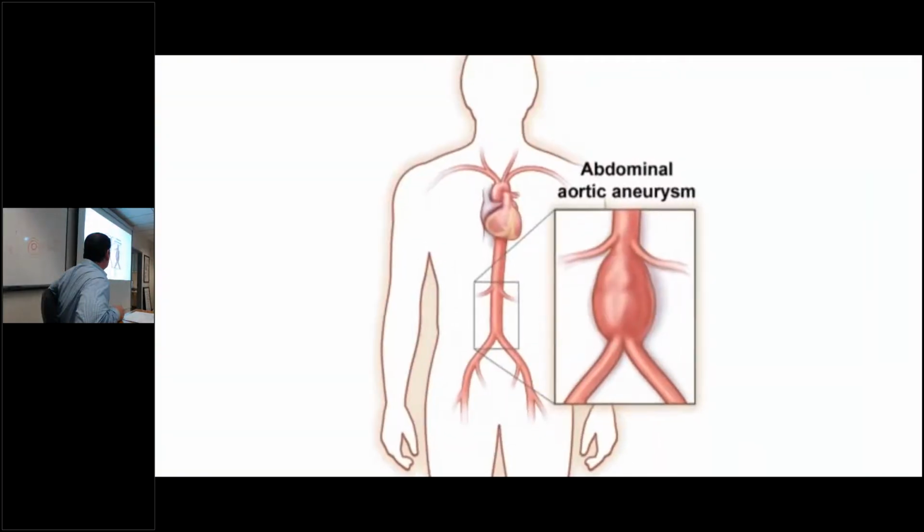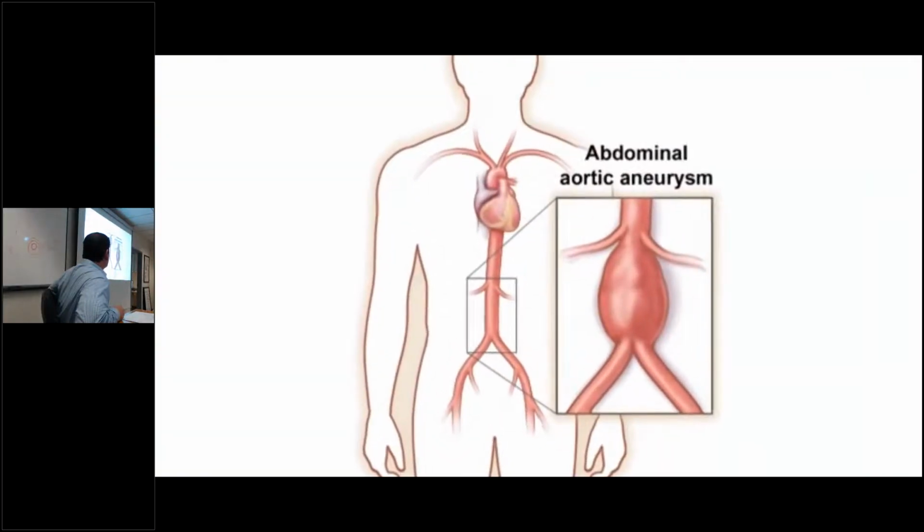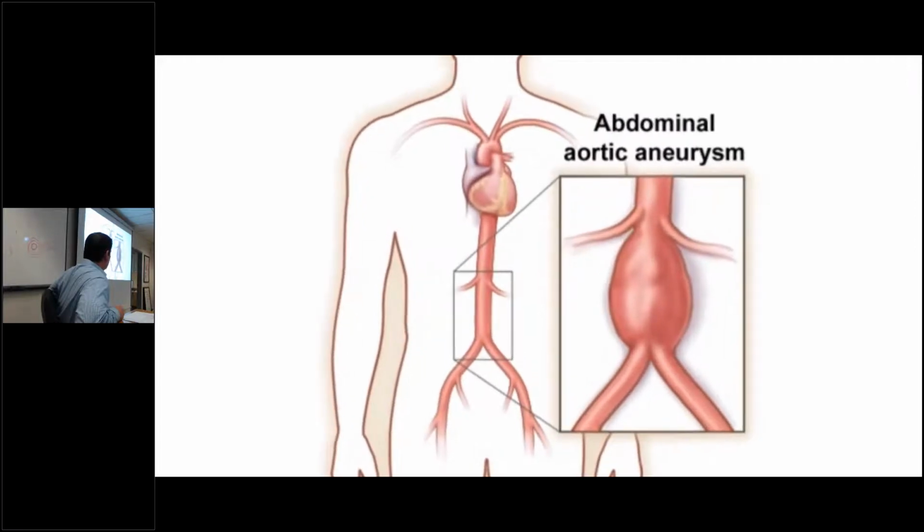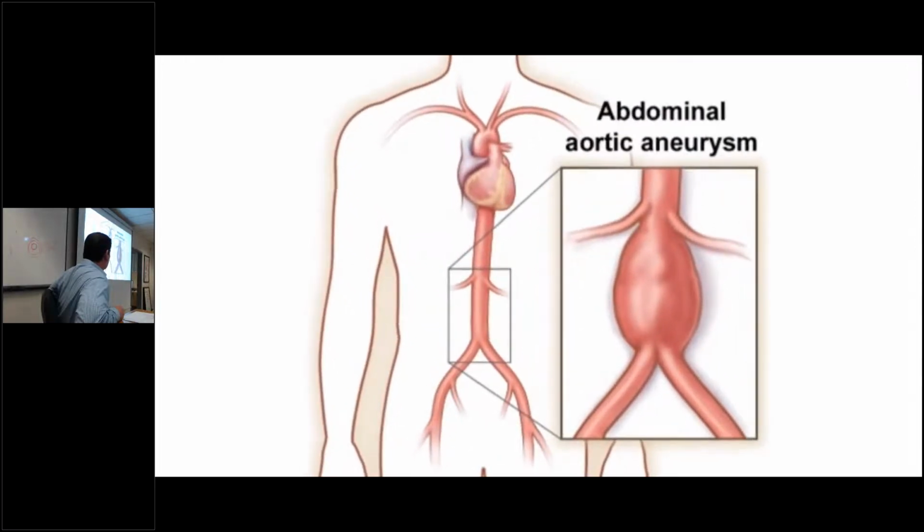An abdominal aortic aneurysm is in the aorta, the body's largest artery which carries blood from the heart. Sometimes the pressure of pumping blood causes a weak part of the aorta to bulge.